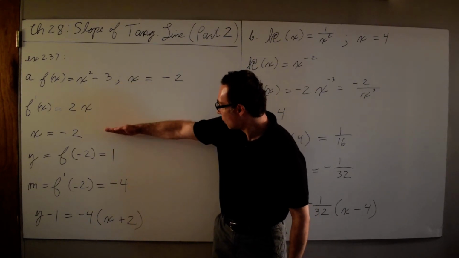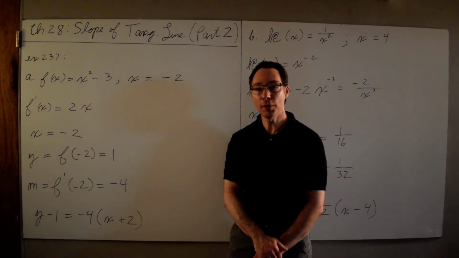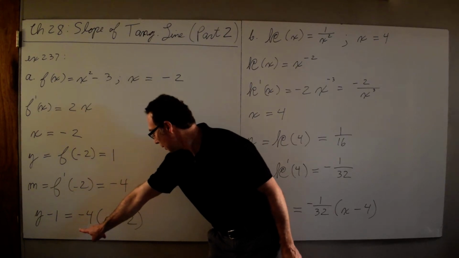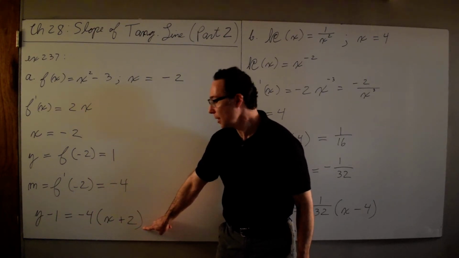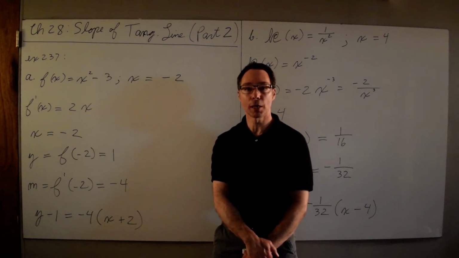So now we have an x-coordinate, a y-coordinate, and a slope. So we'll find the equation of the line. We have y minus the y-coordinate is equal to the slope multiplied by x minus the x-coordinate. So here we have x minus negative 2, which is the same as x plus 2.